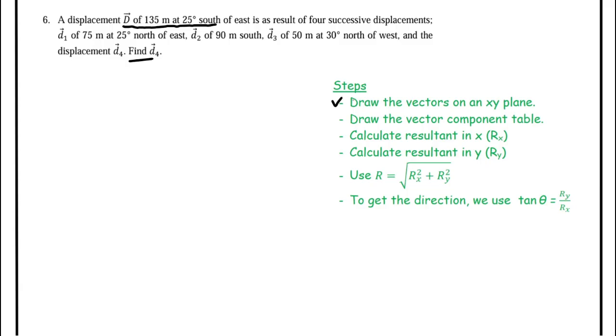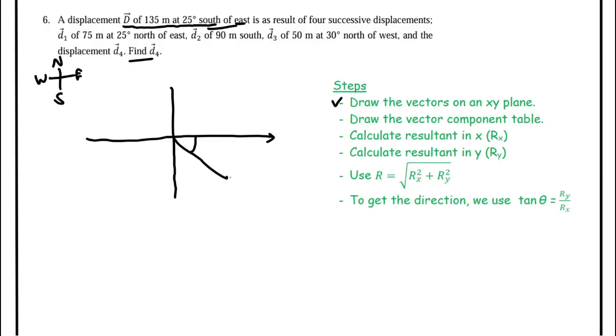The first step, draw the vectors on an xy plane. We have our xy plane there. The first vector, let's begin by drawing d, which is the resultant: 135 at 25 degrees south of east. So we can also include our compass: north, east, south, west. South of east, we have to go to the east line, which is also the positive x-axis, then 25 degrees going towards the south of east. So this is our vector d.